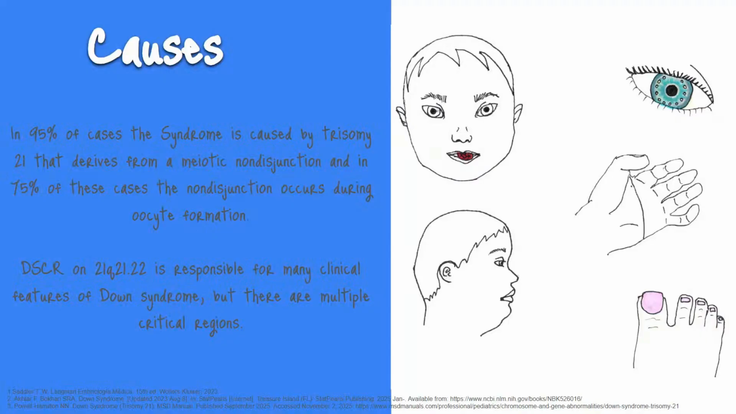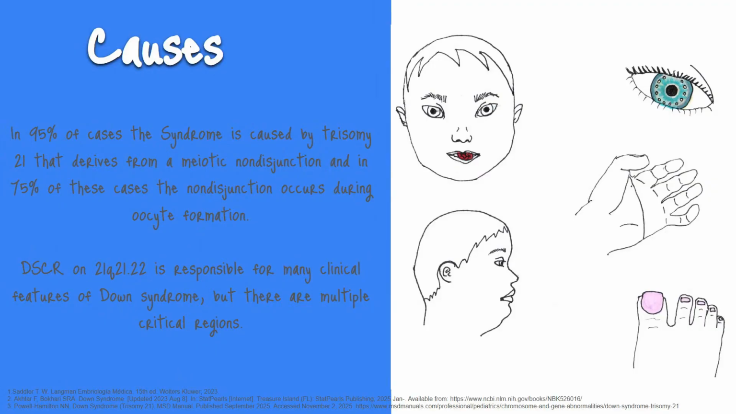Causes. In 95% of cases, the syndrome is caused by trisomy 21 that derives from a meiotic non-disjunction, and in 75% of these cases, the non-disjunction occurs during the oocyte formation. That's why it's important to know that the risk of having a Down syndrome baby increases with maternal age.